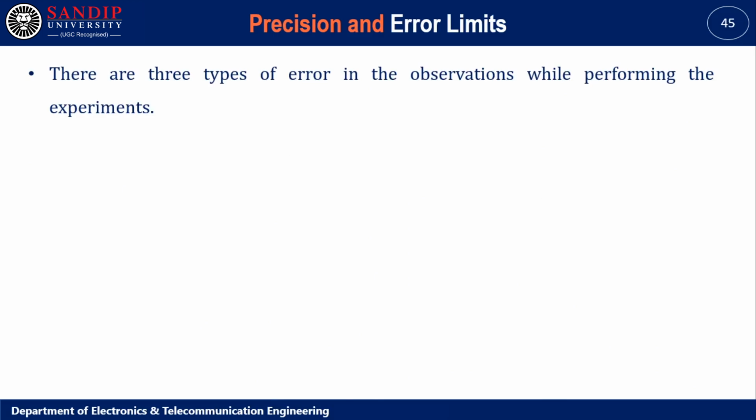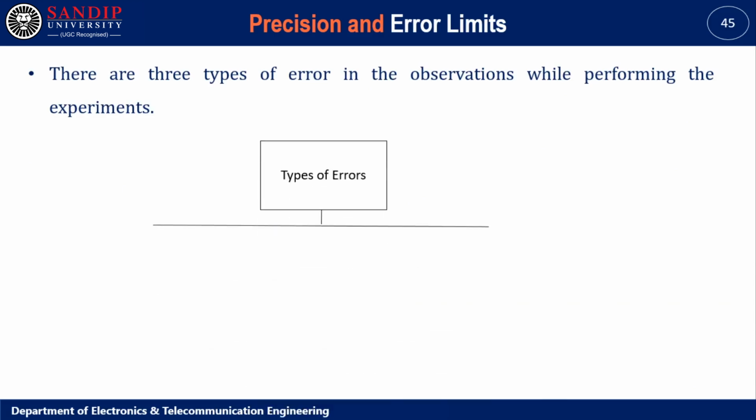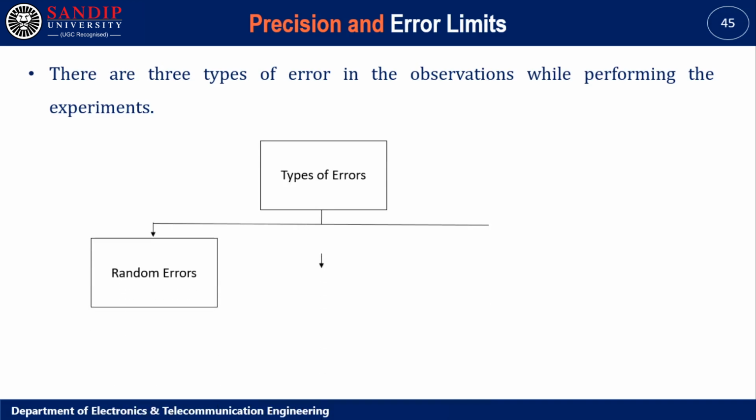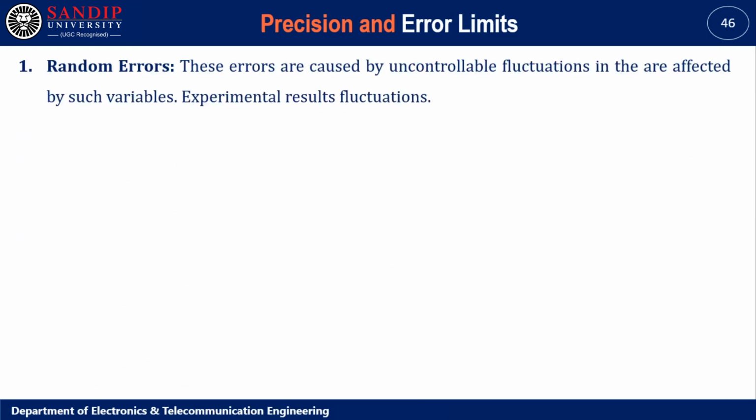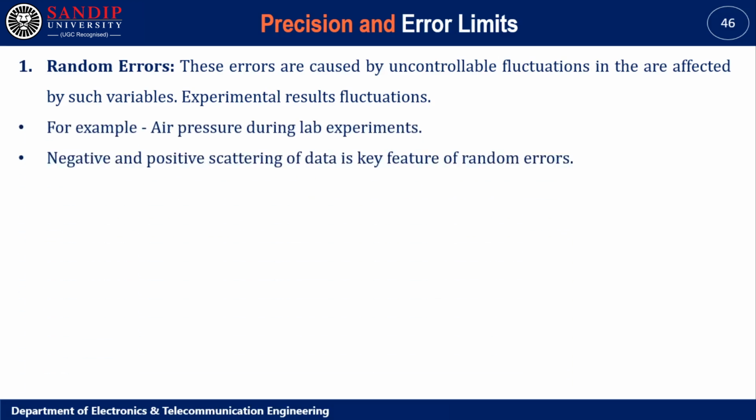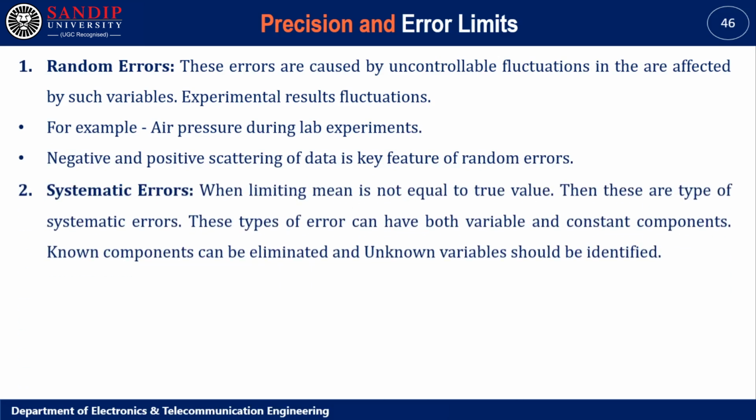There are three types of error in observation while performing experiments. Types of errors: random errors, systematic errors, gross errors. Random errors are caused by uncontrollable fluctuations in variables that affect experimental results, for example, air pressure during a lab experiment. Negative and positive scattering of data is a key feature of random errors.